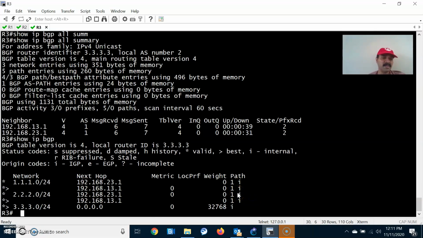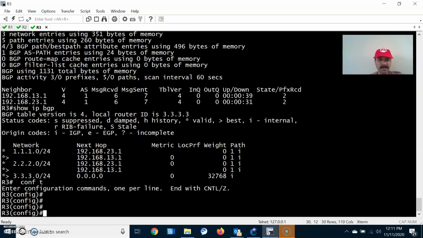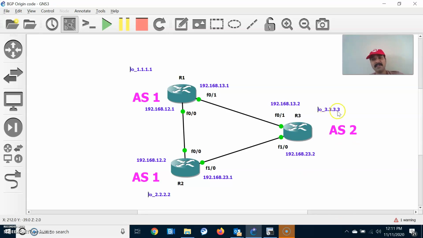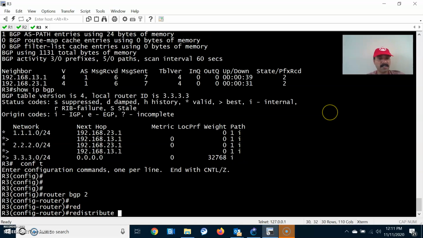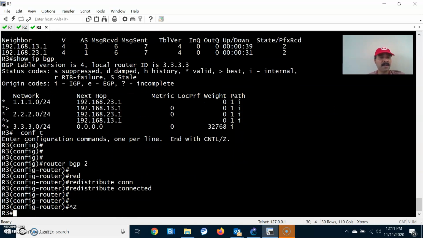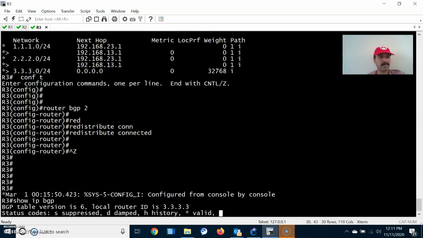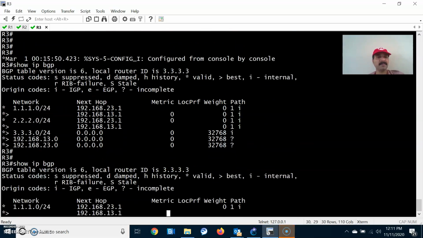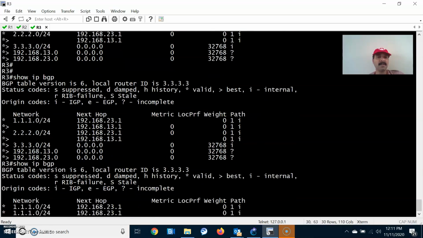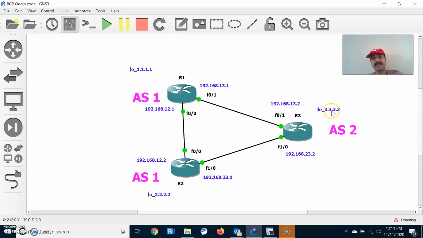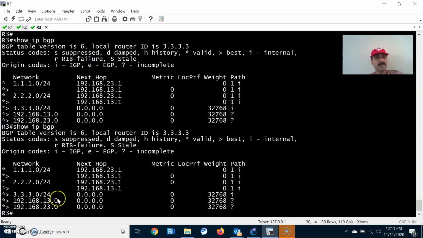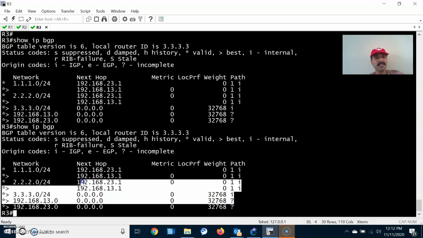Now let us see the redistribution command. Go to router BGP 2, and let us redistribute this as a connected route. Redistribute connected, and let us see the changes now. Show IP BGP. Now you are able to see that I have redistributed this network, so we see a question mark in the BGP table. If it is redistributed via another routing protocol or a directly connected interface, it will show up as a question mark in the BGP table.